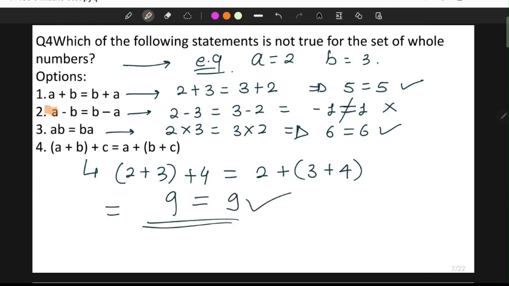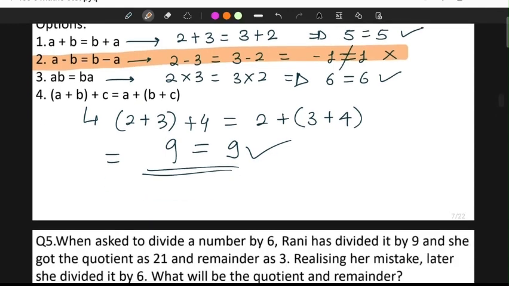But option B is not following for the set of whole numbers. So option B is the answer for the given question, because this is not true for the set of whole numbers. Got it? So moving on to the next question now.